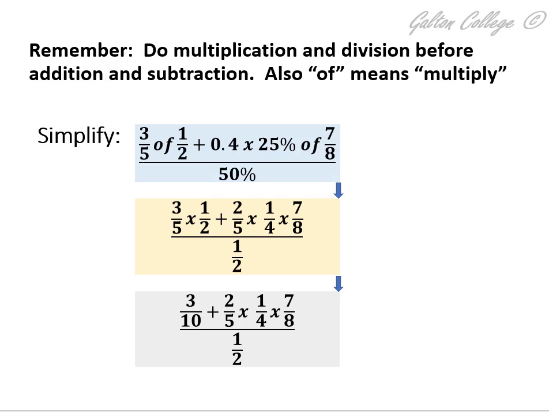So what I've done here is I've taken the first two, multiply. Remember, multiplication and division is done before addition and subtraction. So I've taken this multiplication. I go 3 ones are 3, 5 twos are 10. There it is, 3 over 10. And that's plus, here's the plus.